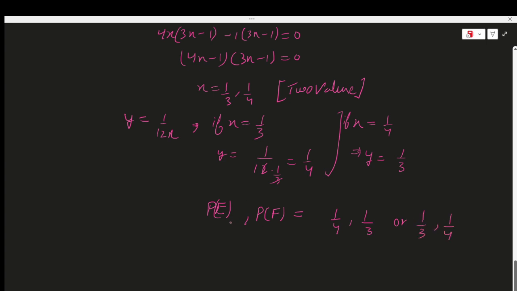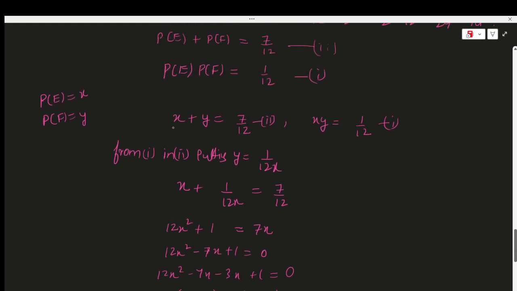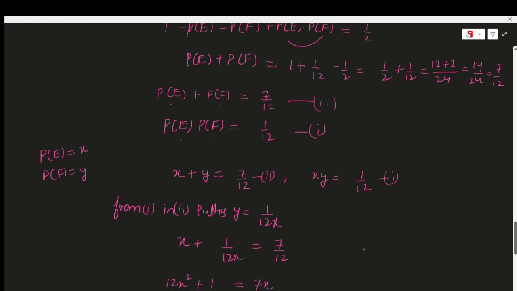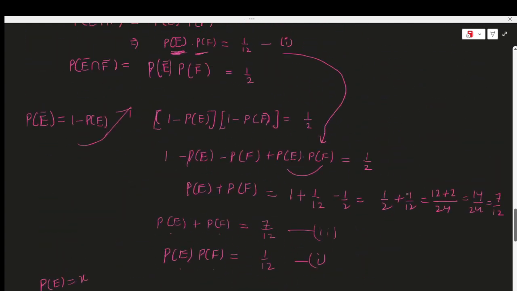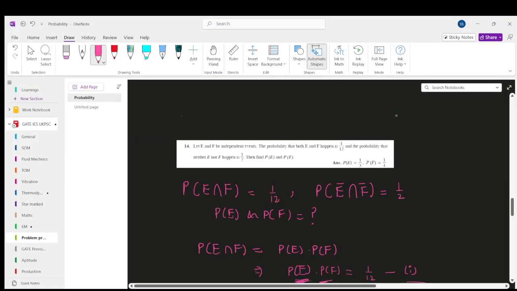So it does not matter which one is P(E) and which one is P(F), because both the equations are symmetric in terms of x and y. You see, this is P(E) plus P(F) equals 7 by 12, P(E) times P(F) equals 1 by 12. So it does not matter which one is P(E) and P(F). The two values will be 1 by 4 and 1 by 3. Thanks.